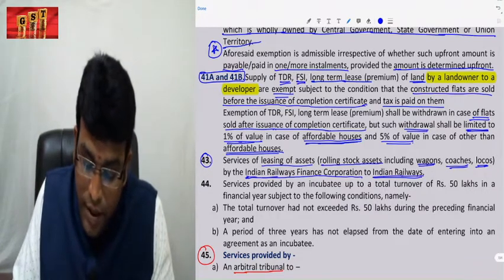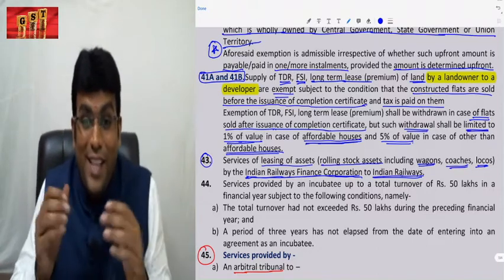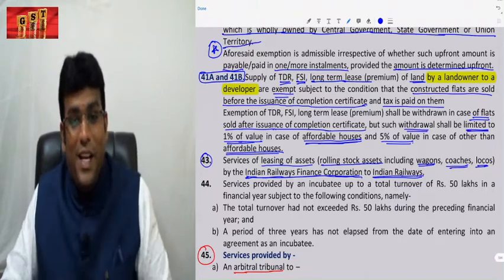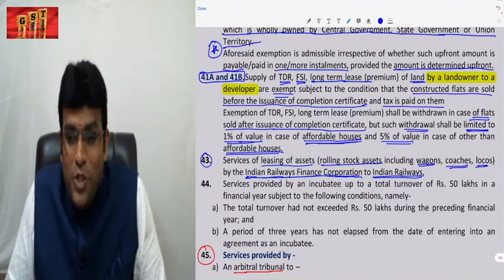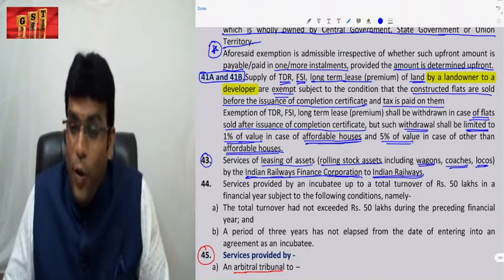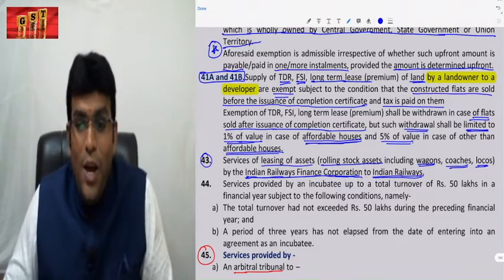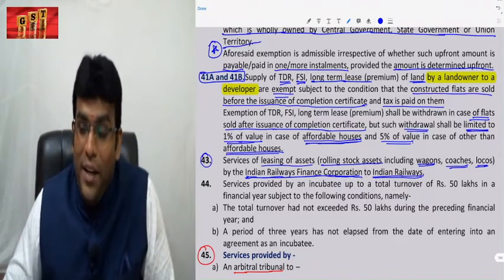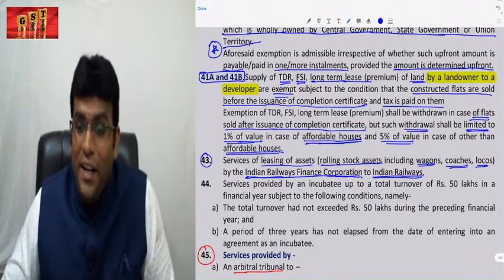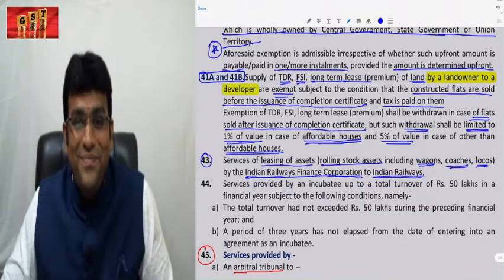Very, very interesting point. Come on, friends, kindly please listen. Services of what, sir? Services of leasing of assets. What assets? Rolling stock assets, including wagons, coaches, locos, by Indian Railway Finance Corporation to Indian Railways. So when it is given by Indian Railway Finance Corporation to Indian Railways, that is straight away exempt, guys. Next line.